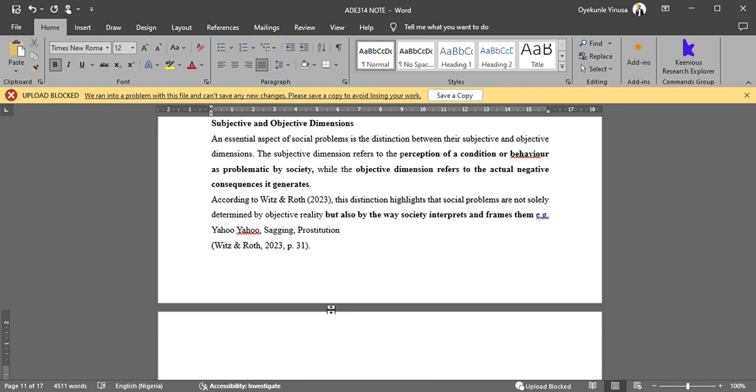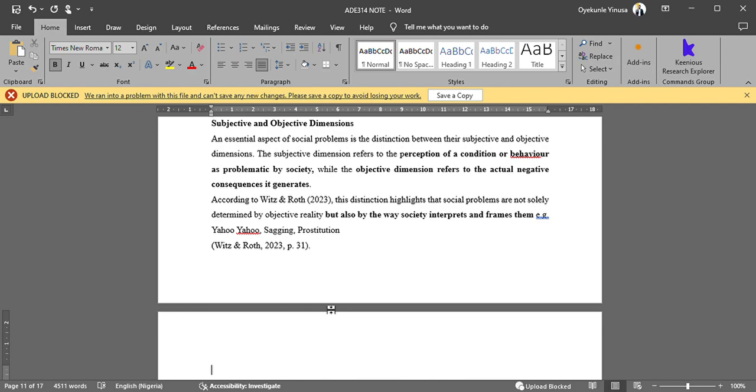Yeah, there are some social problems that society may deem not to be a social problem per se, depending on the way they have been able to identify or interpret those problems. In terms of objectivity in categorizing social problems, some community members may be biased. They may be biased towards a particular social problem and say, no, we can't say that it's a social problem. But then it has its own consequences.